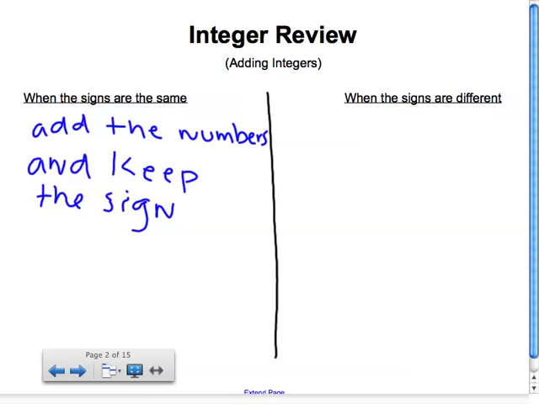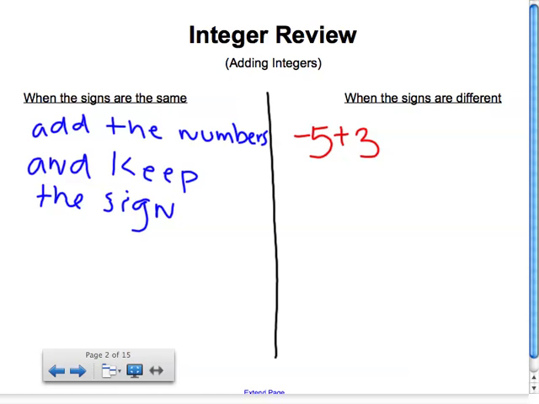Okay, so now let's talk about when the signs are different. This is where it gets a little bit trickier. So when the signs are different, it's the same as, I suppose you owed your buddy Billy $5, but then you gave him $3. You're still in debt to Billy, right, by $2, but by not as much as before.